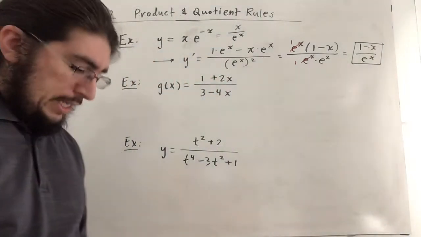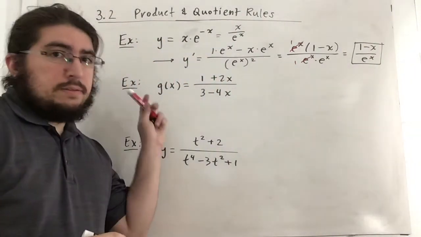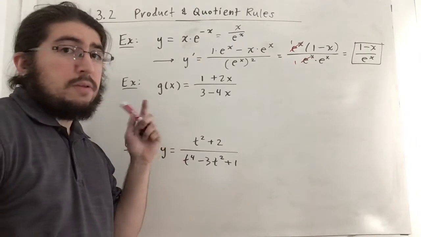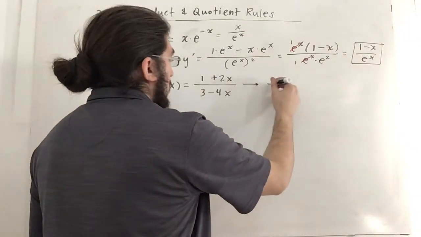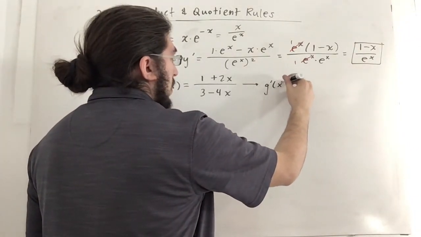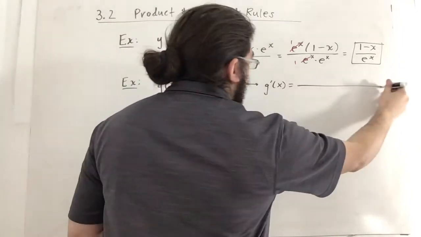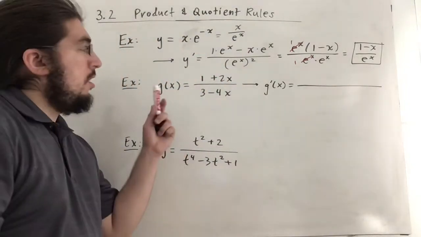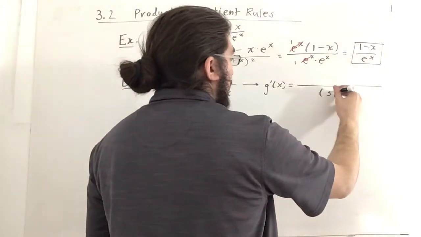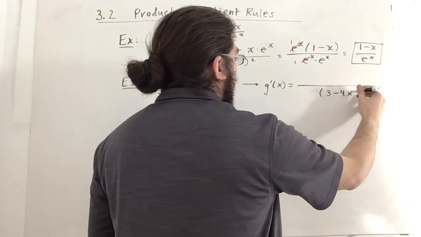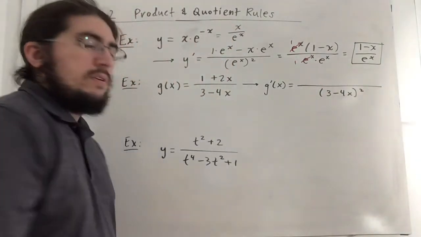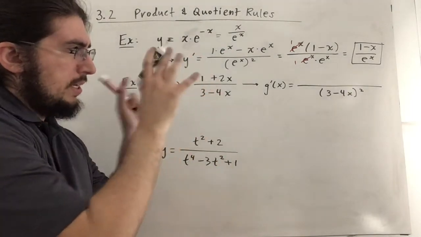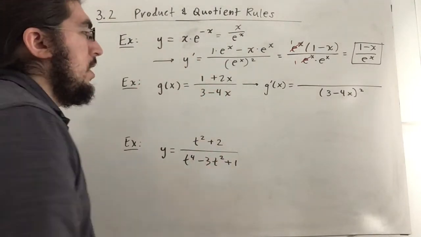Good. Next one here, again, it's a quotient of functions, so we're going to apply the quotient rule. So to get g prime of x, we're just going to do what we've been doing. All over the bottom squared, so keep that in mind. And I always do that first, but you can do it after, it's fine. I just like doing it like that so I get my fraction set up.